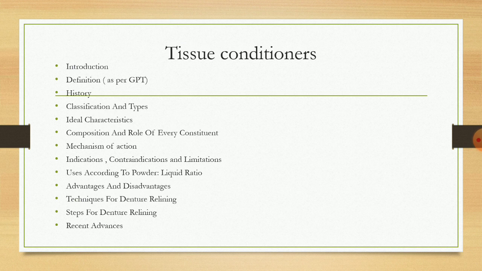9. Third is history. Fourth is classification and types of tissue conditioners, followed by ideal characteristics of tissue conditioners, composition and role of every constituent, then mechanism of action, then indications, contraindications and limitations of tissue conditioners, then uses of tissue conditioners according to different powder liquid ratios, advantages and disadvantages, then techniques for denture relining, steps for denture relining, and recent advances. Now I have explained some of the parts further in detail.